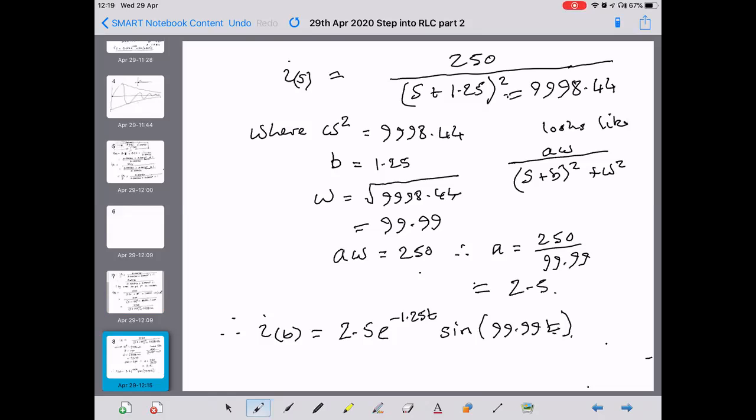Will that be like similar to your graph you did on Desmos? That'll be a similar shape. In fact the exponential bit, the decay, has got the same time constant, 1.25 in both. This one's got a higher magnitude, 2.5, because you're starting off with 50 volts being applied, remember?